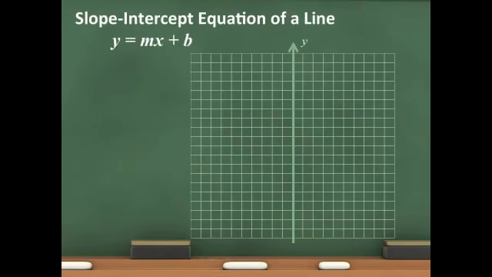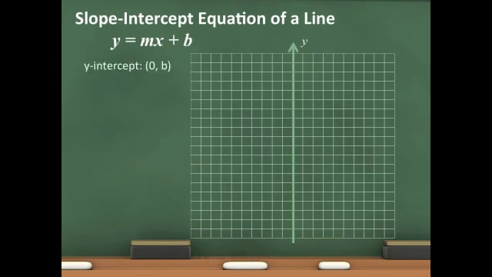When graphing straight lines, the slope-intercept equation is very helpful. In this section, we will look at the variables that make up the slope-intercept equation of a straight line and see how those variables apply to the graph of the line. The slope-intercept equation of a straight line is given as y equals mx plus b.